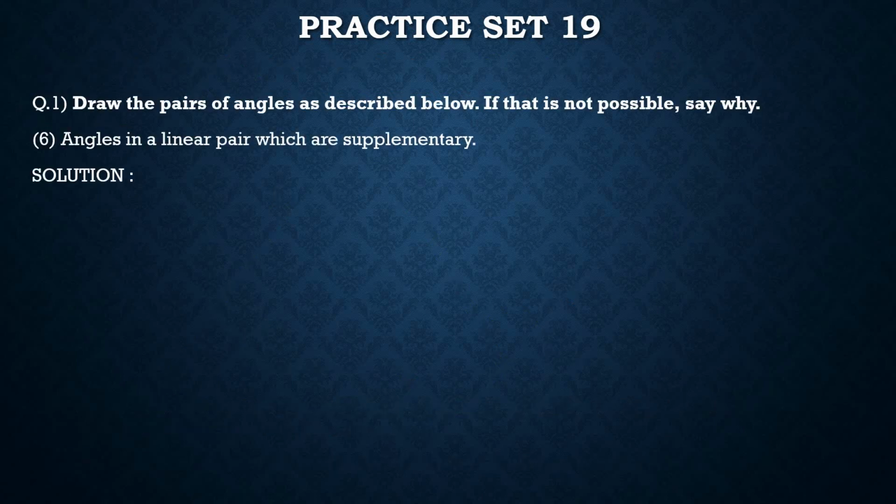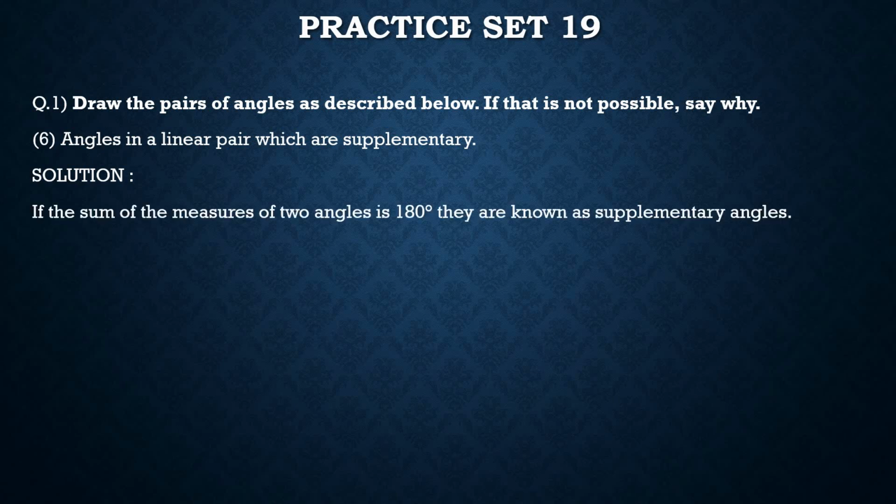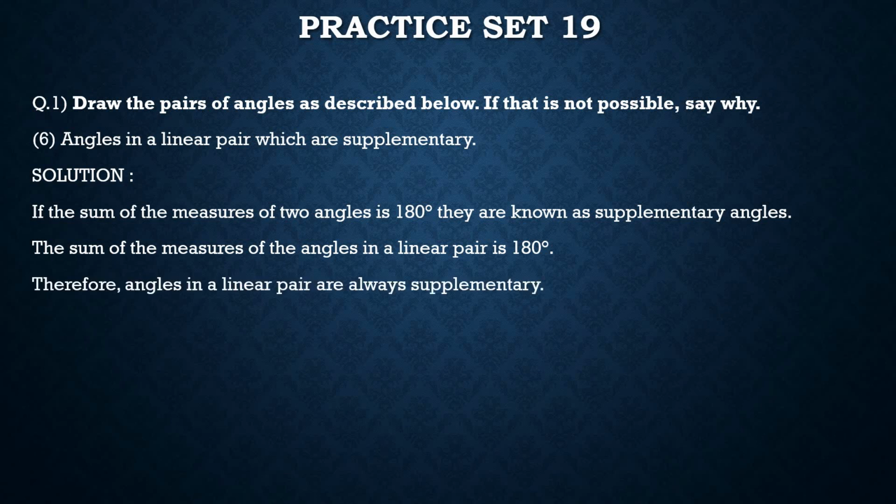Sixth and the last question of practice set 19, angles in a linear pair which are supplementary. If the sum of the measures of two angles is 180 degrees, they are known as supplementary angles. The sum of the measures of angles in a linear pair is 180 degrees. Therefore, angles in a linear pair are always supplementary.